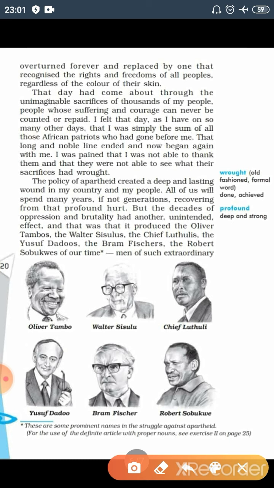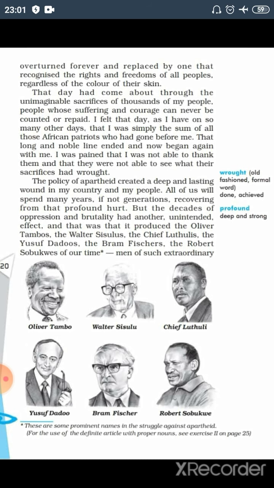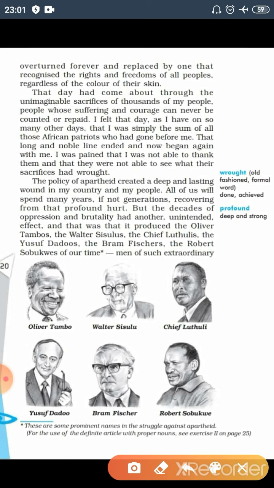That day had come about through the unimaginable sacrifices of thousands of my people, whose suffering and courage can never be counted or repaid. I felt that day, as I have known so many other days, that I was simply the sum of all those African patriots who had gone before me. That long and noble line ended and now began again with me. I was pained that I was not able to thank them and that they were not able to see what their sacrifices had wrought.